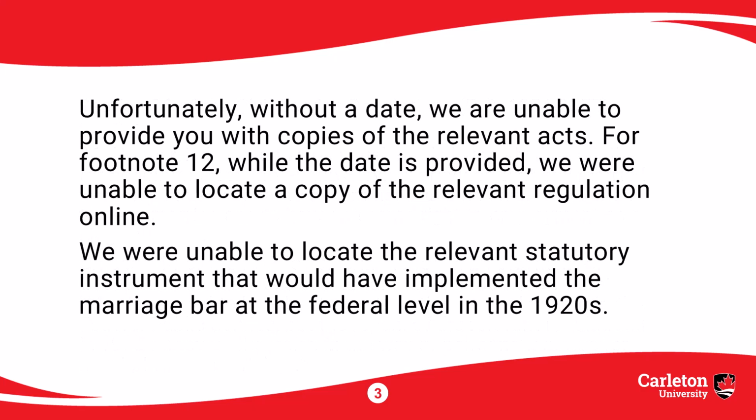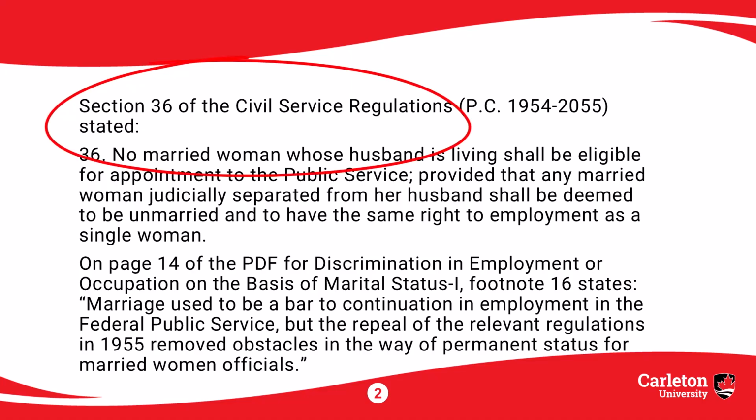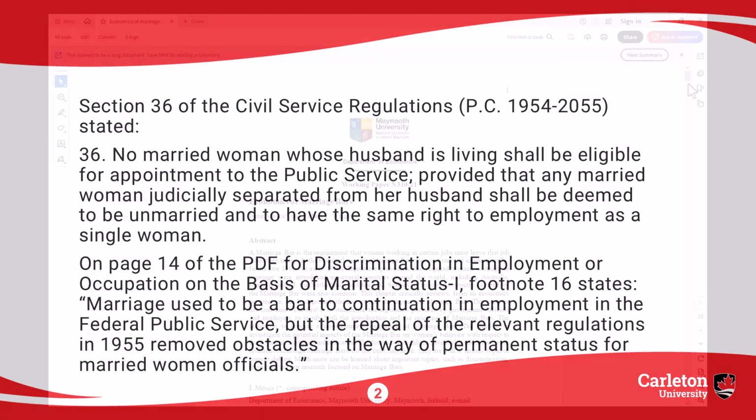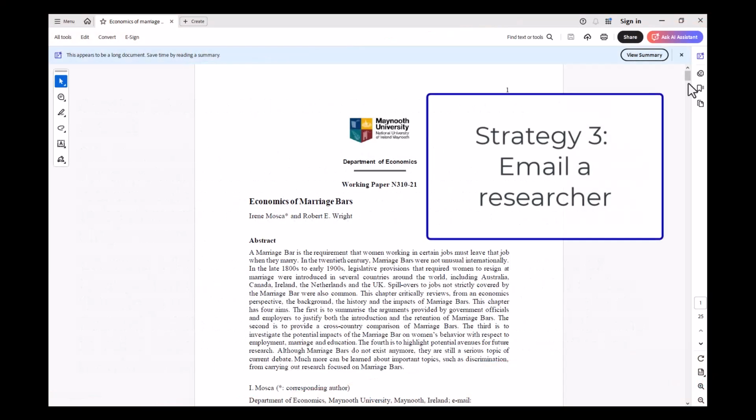The librarian confirms that without clear dates, it is difficult to find copies of the relevant acts, and they've been unable to locate the relevant statutory instrument or legislation that would have implemented the marriage bar at the federal level in the 1920s. So the strategy of consulting a Library of Parliament librarian has been helpful in that we now have identified primary sources that can help us answer our historical question, and we've also confirmed that certain primary sources may be unavailable.